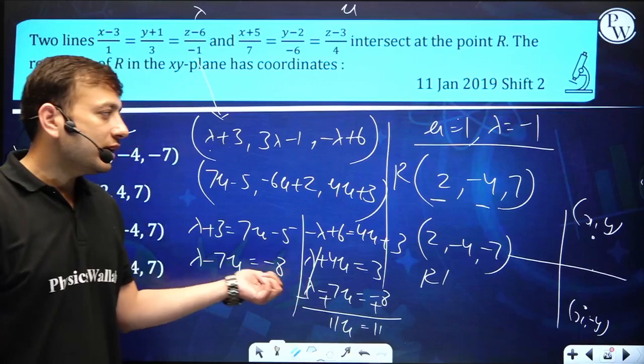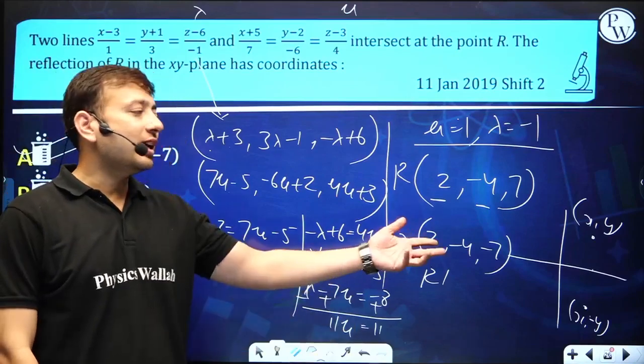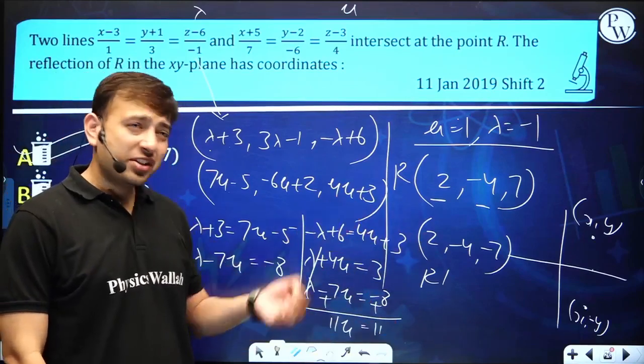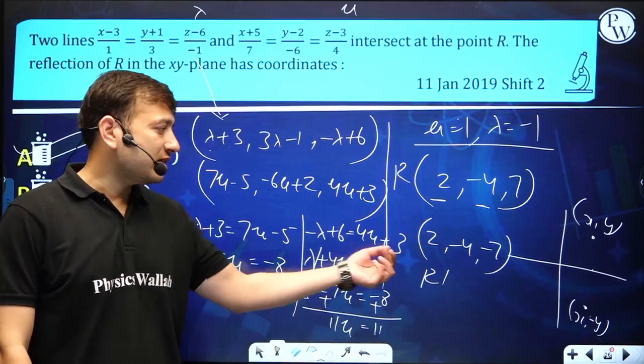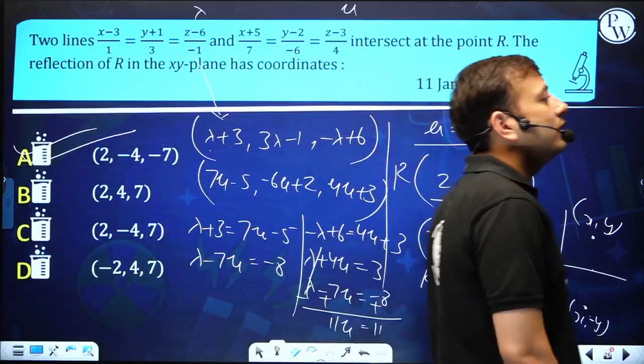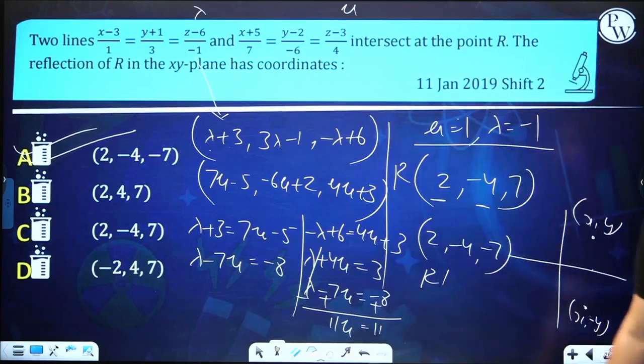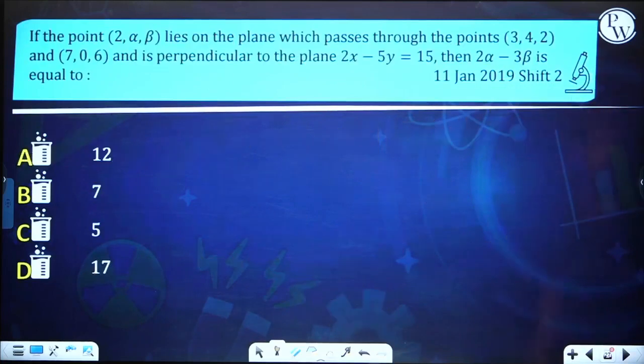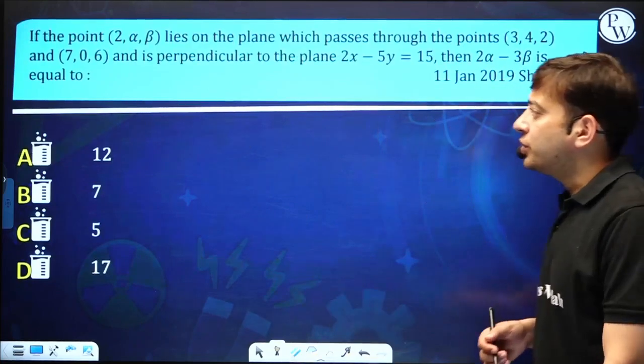So, whenever you are a little bit confused in 3D, take the help of 2D. Reflection, sir. What do we mean by reflection? This thing, sir. Okay. Understood. So, this is a good question. Okay, moving on to another question.